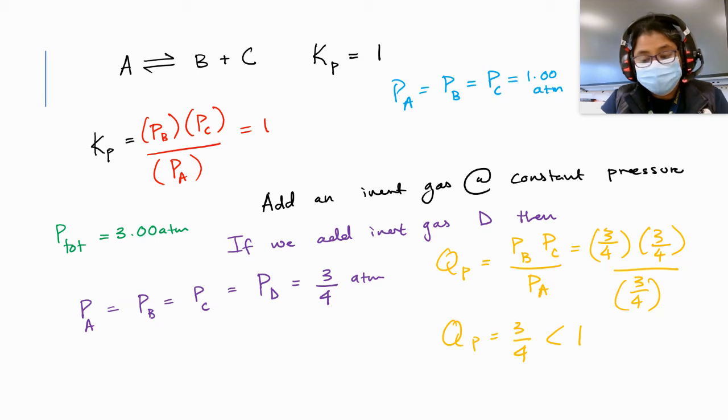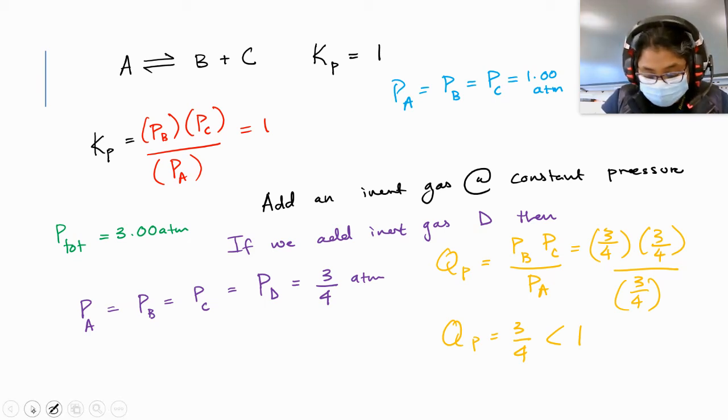Okay, so that is what would happen. Inert gas, constant pressure, volume increases, partial pressure decreases, reaction shifts forward. Okay, all right, so that was that.